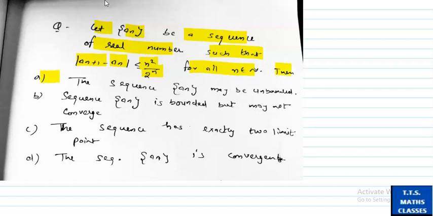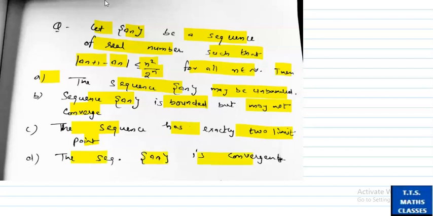Then option A is: the sequence an may be unbounded. Option B: the sequence an is bounded but may not be convergent. Option C: the sequence has exactly two limit points. The fourth option is: the sequence an is convergent.